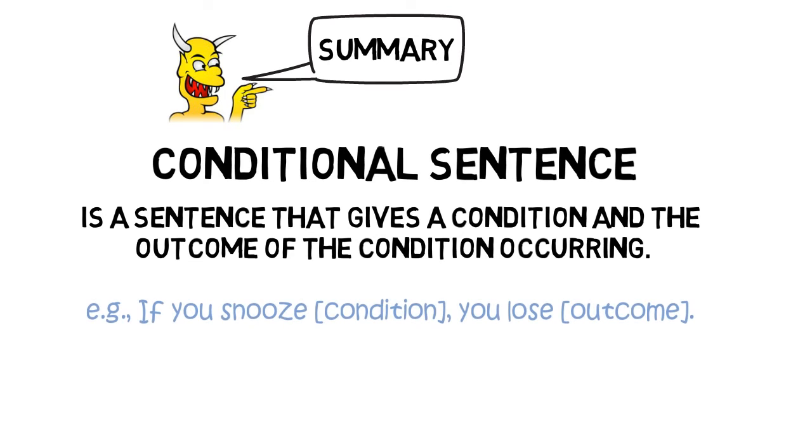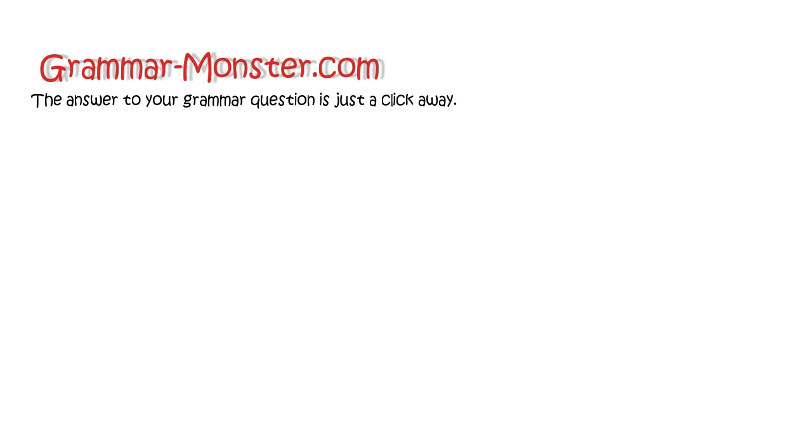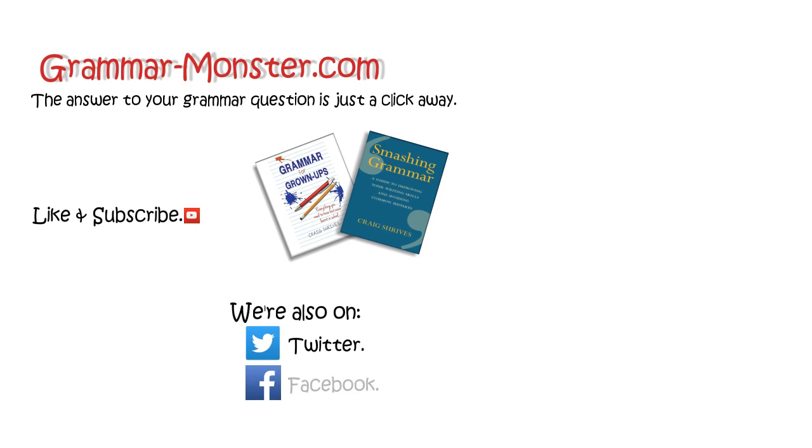Let's summarize. A conditional sentence is a sentence that gives a condition and the outcome of the condition occurring. For example, if you snooze, that's the condition. You lose, that's the outcome.